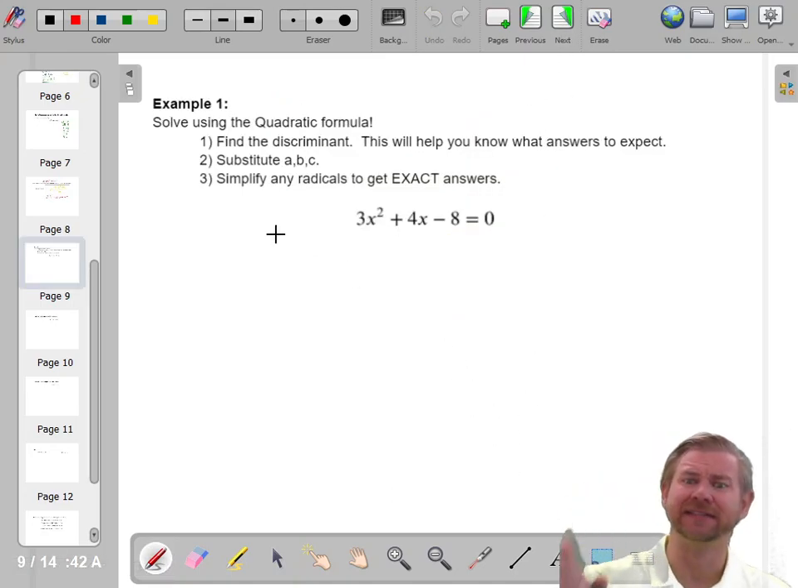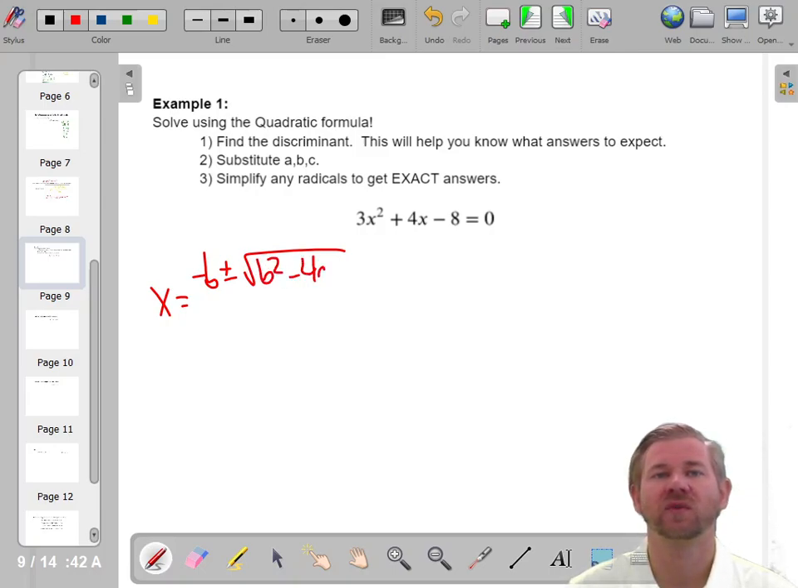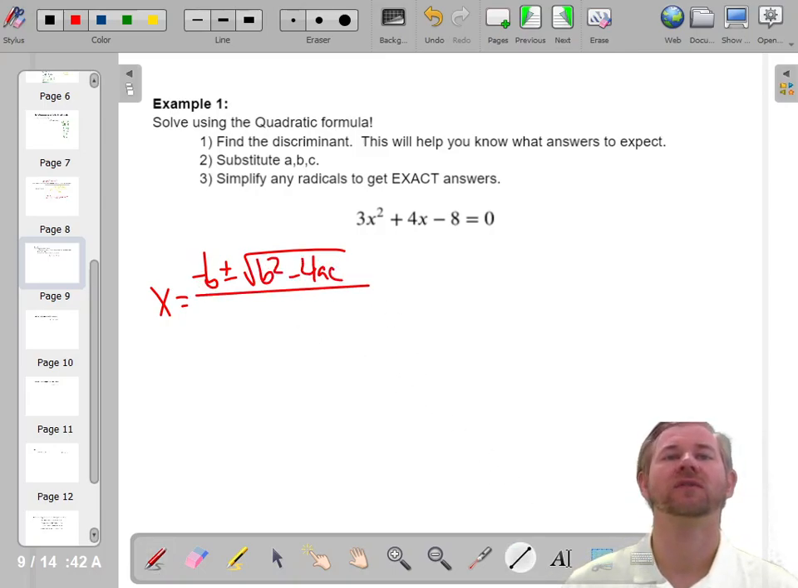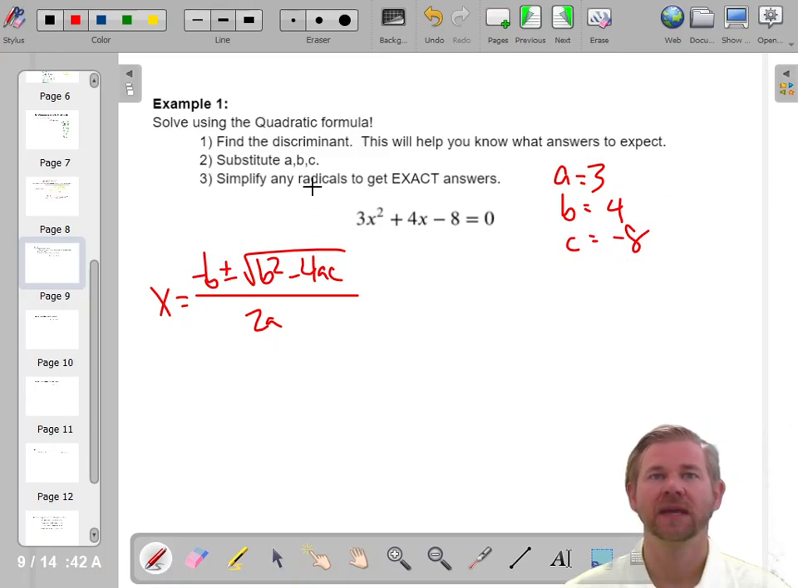Let's actually solve this problem using the quadratic formula. So I'll write it again. The more times you write it down, the easier it is to remember. B squared minus 4ac all over 2a. All right, so especially at the beginning, you want to label a, b, and c. It's not a bad idea. A is 3, b is 4, and c is negative 8. If it helps you to do this, then do it. ax squared plus bx plus c. A is 3, b is 4, c is negative 8.